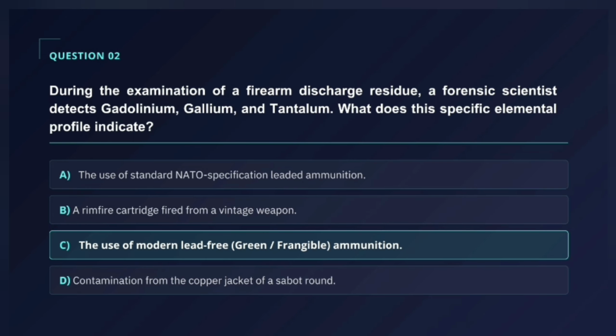The next question we have is, during the examination of a firearm discharge residue, a forensic scientist detects gadolinium, gallium and tantalum. What does this specific elemental profile indicate? The correct answer is C, the use of modern lead-free or green ammunition. Traditional GSR looks for lead, barium and antimony, and the modern green primers avoid these toxic heavy metals entirely, substituting them with rare earth elements like gadolinium, gallium or tantalum to maintain primer sensitivity.